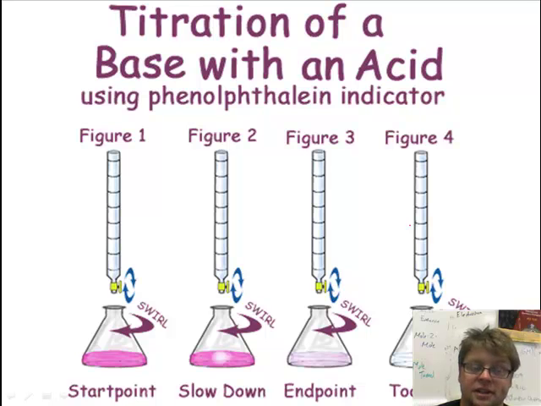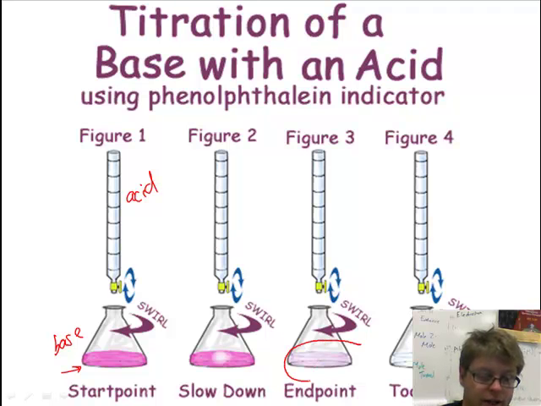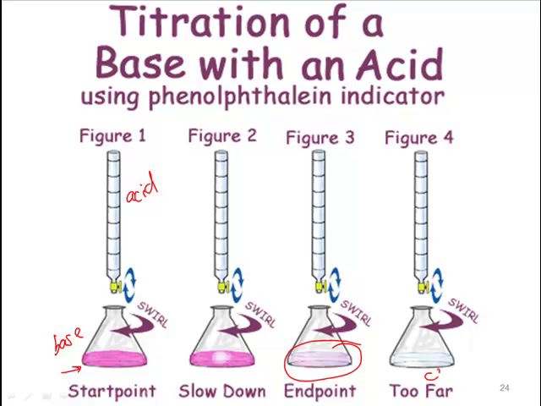So here, this is a titration of a base with an acid using phenolphthalein indicator. So here you've got an acid being added to a base. So the indicator would start pink, and as you add more acid to it, it would get lighter, lighter, lighter until it reaches that endpoint. If it was clear, you had gone too far in that particular example.